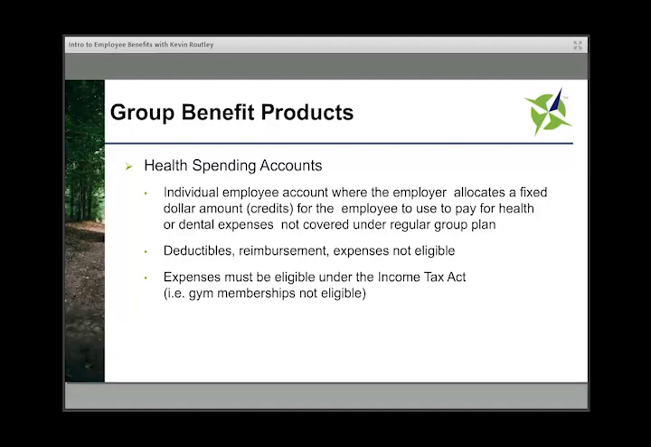But those expenses must be eligible under the Income Tax Act. So a lot of employers have asked us about gym memberships under a healthcare spending account. It's not covered under a healthcare spending account because it's not recognized as a legitimate healthcare claim under the Income Tax Act.